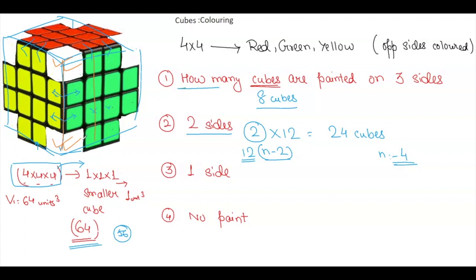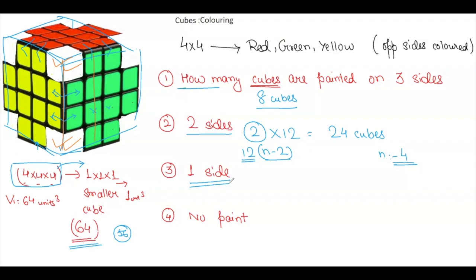So whatever side you have, you need to subtract 2 just to eliminate the 2 corner cubes that would appear on each such line, on each such, I should say, edge. Now let's move on to the third part, that is the number of smaller cubes having one side painted.